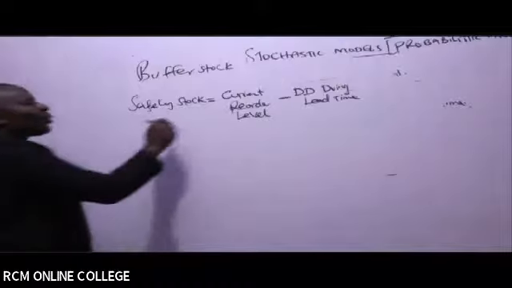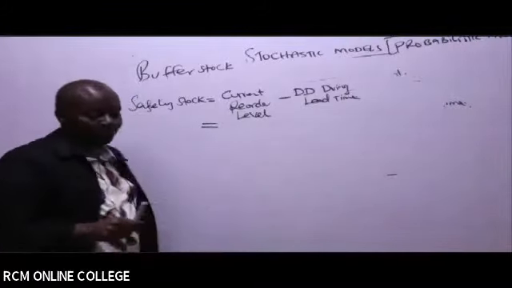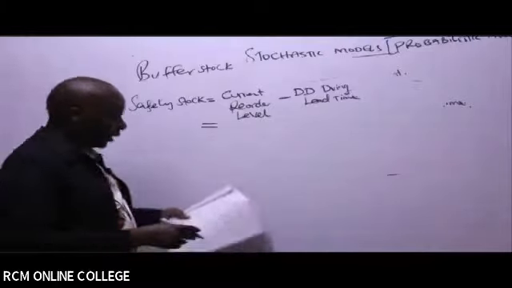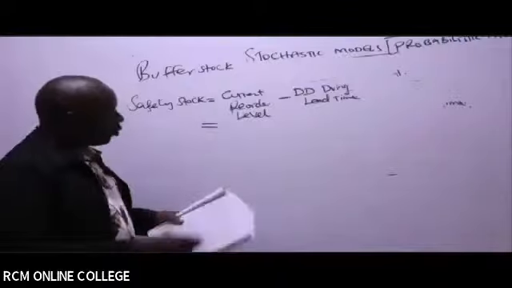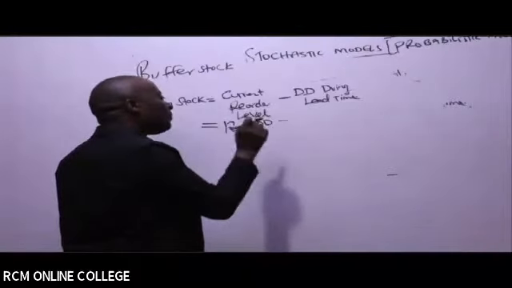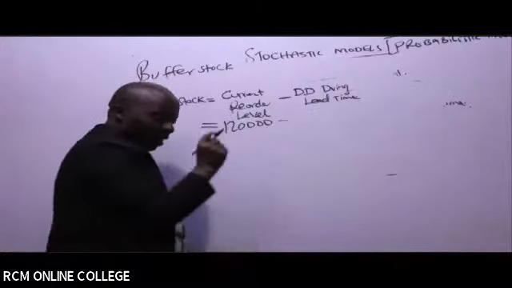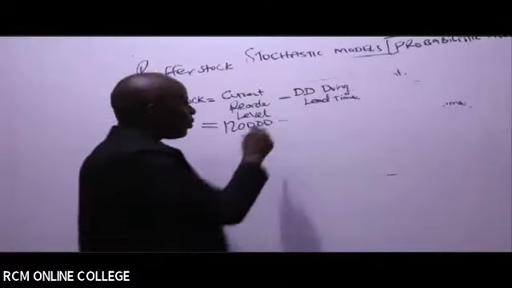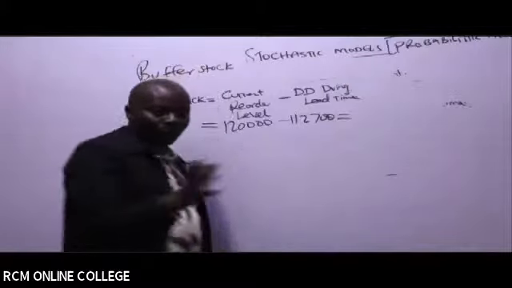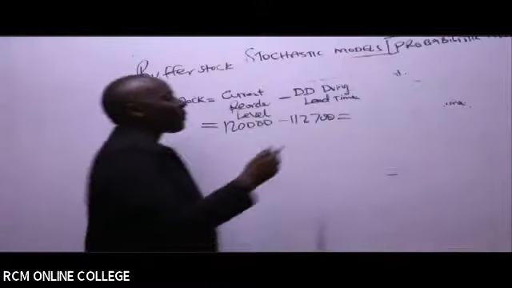So is there somebody who is able to give me the current reorder level? 120,000, given in note number 4. And then remember, during our lead time, we are expecting some consumption. How many units are we expecting to be consumed? 112,700. So the excess will be the buffer. The excess will be the safety stock, 7,300.